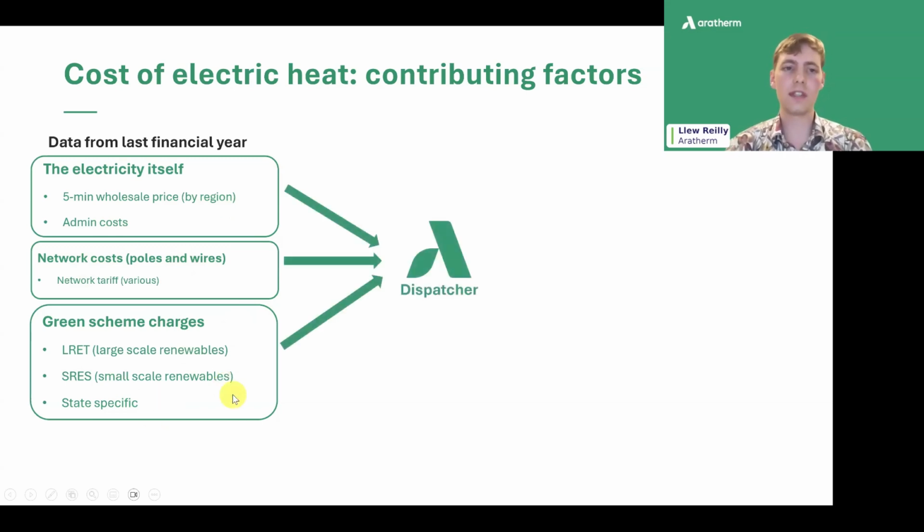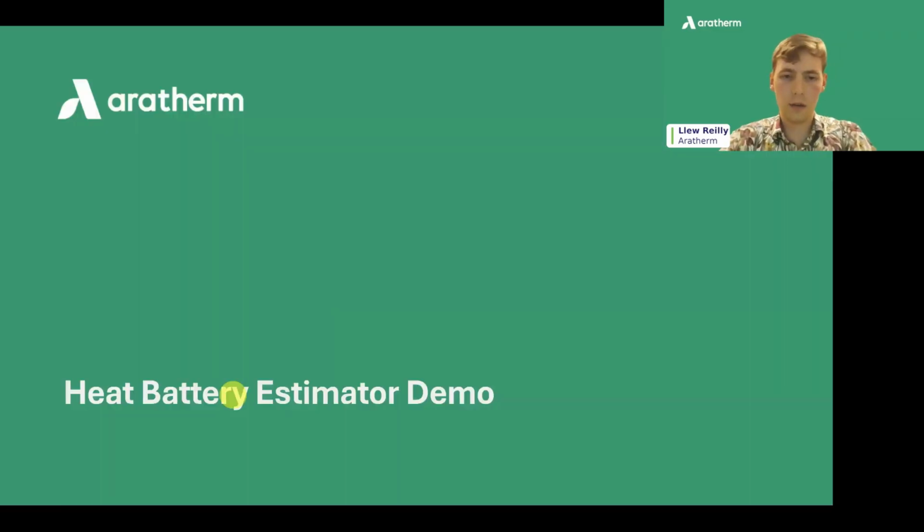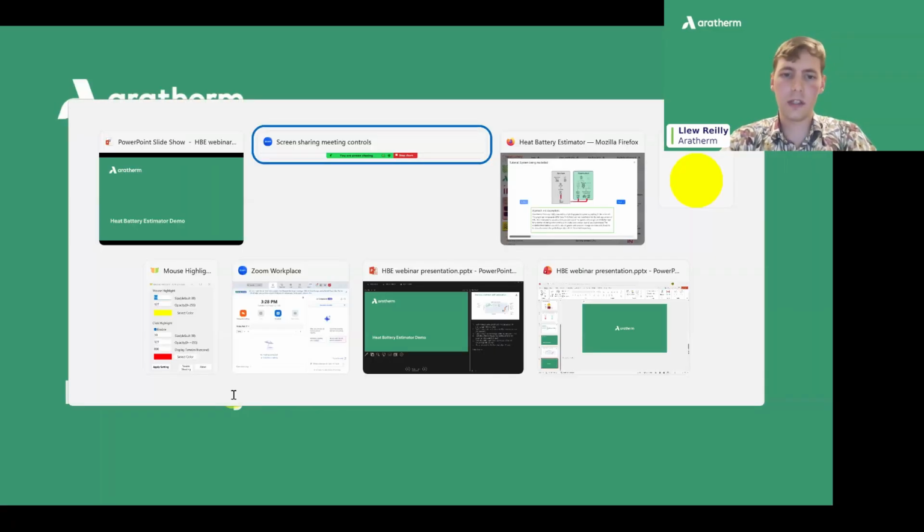We take all this data from the last financial year, and we put it into the Aratherm dispatcher. This does optimization and simulation of this data, and we do this for every single scenario. I think there are about 2,000 scenarios in the heat battery estimator. Then we put this into the heat battery estimator and show it in a nice GUI. So we're going to jump into a demo of the heat battery estimator.